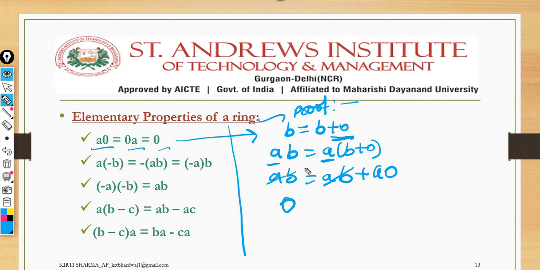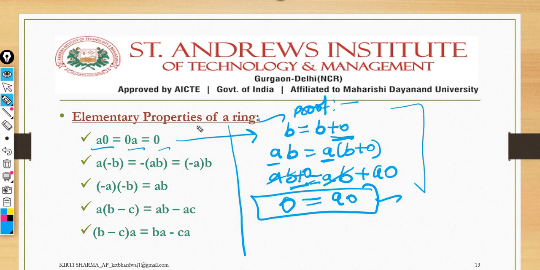One more thing here: if you add 0 with ab, it will also not affect anything. In order to satisfy the first property, as a result you get the same thing. This is your first property itself. So it was a proof of the first elementary property of a ring. I hope it is very simple and clear to all.